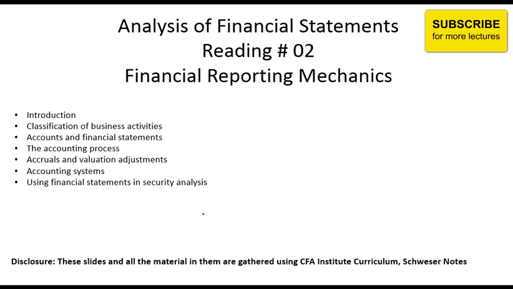So this reading is about defining the accounting system that is followed to prepare the financial statements, and this reading tells us about how different kinds of financial statements are linked with each other. That is how the income statement, balance sheet, or cash flow statement link to each other.